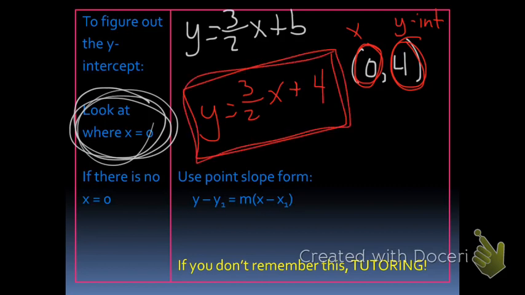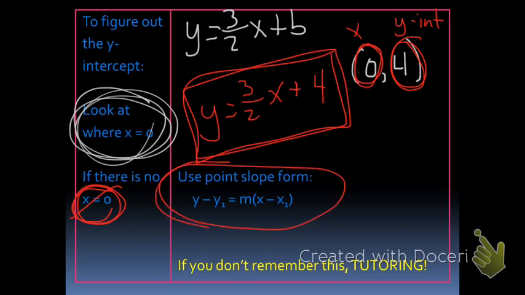Now, if it doesn't give you the x equals 0, if this point is not on the table, then you pick one of the points from the table and you do point slope form. We're going to work a little bit on that in class, but that's what you have to do. It might be hard to see this, but if you don't remember point slope form, you must come in to tutoring. I'm not going to be reteaching it during class, so make sure that you know it.